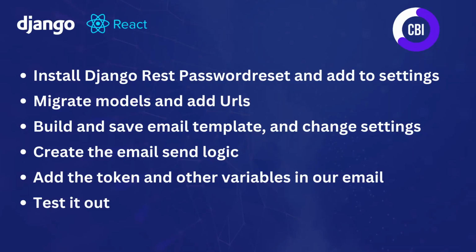With that prerequisite out of the way, there are 6 main steps that we need to take. The first step is installing Django Rest Password Reset, because that package is going to help us with handling the tokens when we send the emails to the users. And we also need to make a small change to our settings to make sure that that all works.